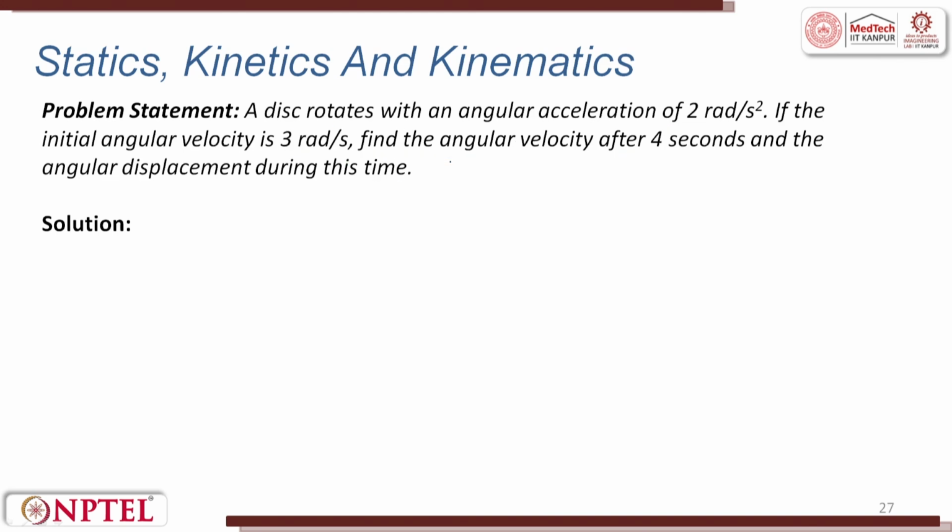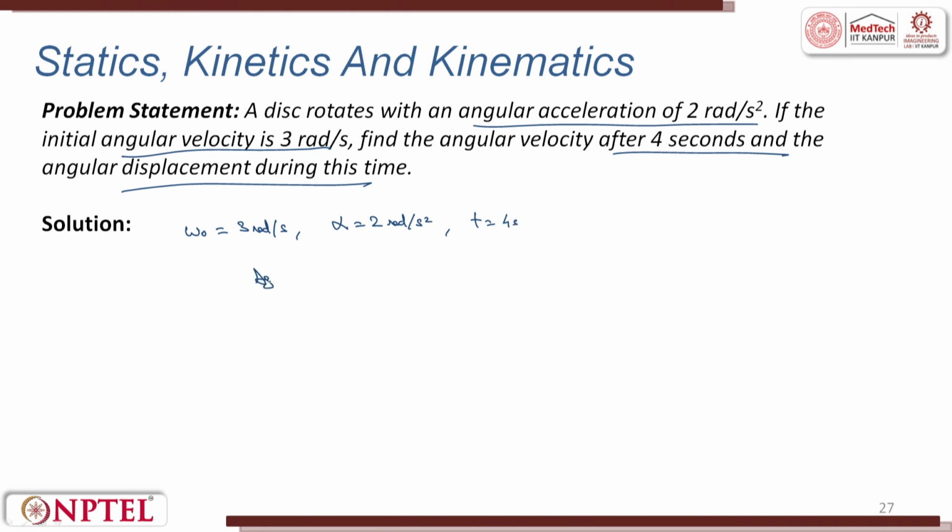Another problem statement is on rotation now, the angular velocity. A disk rotates with an angular acceleration of 2 radians per second square. If the initial angular velocity is 3 radians per second, find the angular velocity after 4 seconds and angular displacement during this time. This is interesting. So, we have omega naught, that is the initial angular velocity, is 3 radians per second. Angular acceleration, which is denoted by alpha, is equal to 2 radians per second square, and we have been given time t is equal to 4 seconds.